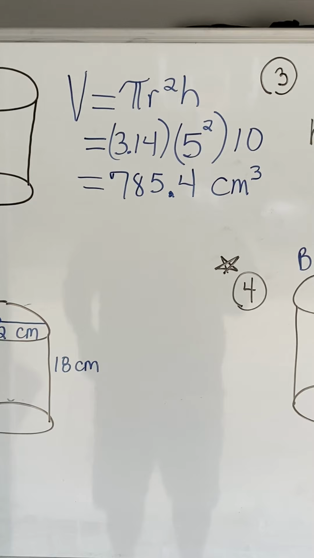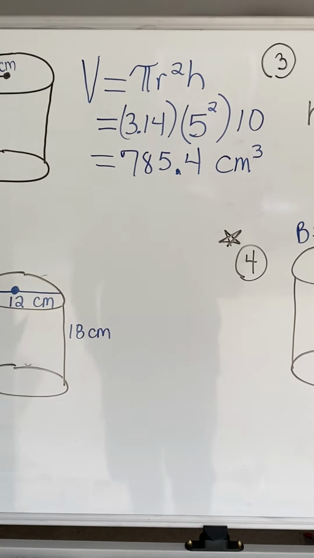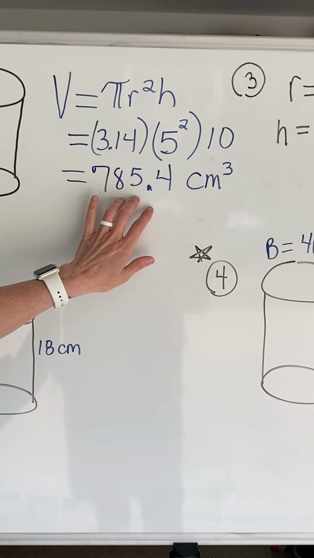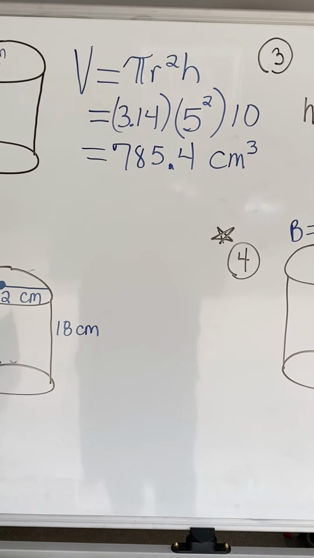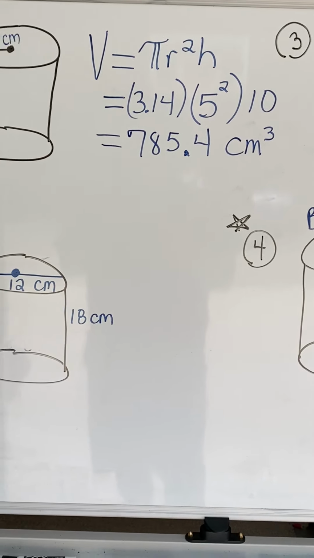If you are working this out and you use the pi button, your answer could be a little bit different than mine. It's just going to round it a couple of decimal places differently, but that's okay. It's still the same value.